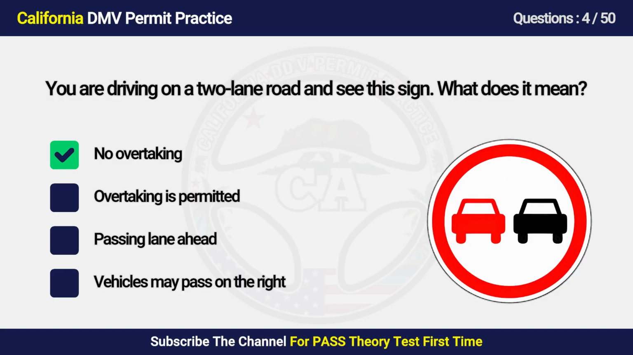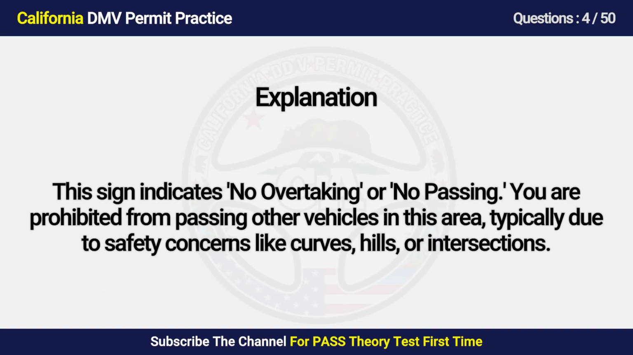Answer is A. No overtaking. This sign indicates no overtaking or no passing. You are prohibited from passing other vehicles in this area, typically due to safety concerns like curves, hills, or intersections.